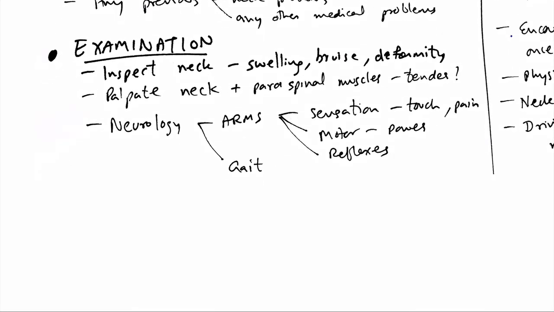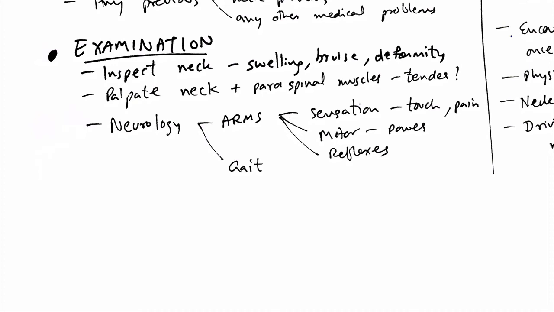Moving on to examination. You will first go behind the patient and advise them that you will be touching their neck. Inspect the neck first. Is there any swelling, bruise or deformity? There shouldn't be. Then palpate the neck. First palpate the spinous processes and then the paraspinal muscles. Is there any tenderness? Ask the patient as you do so and be gentle with them.